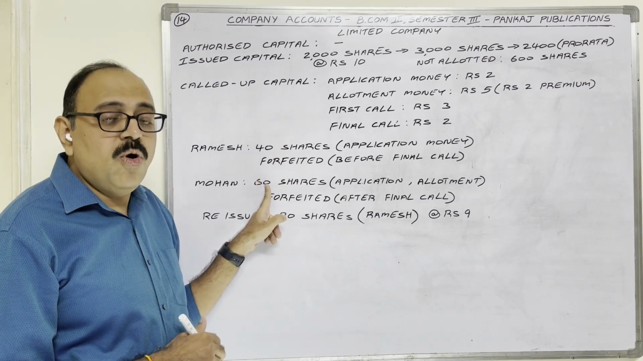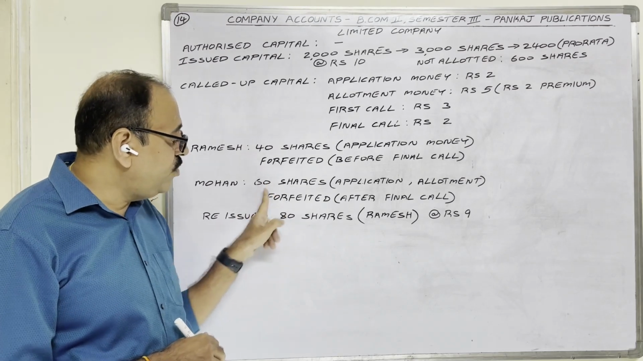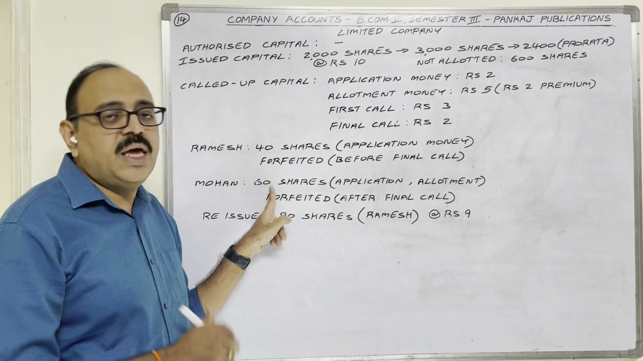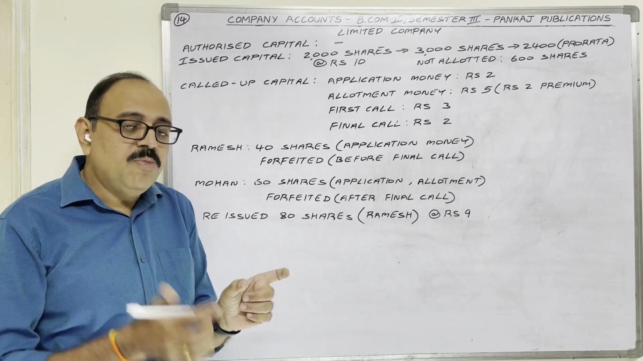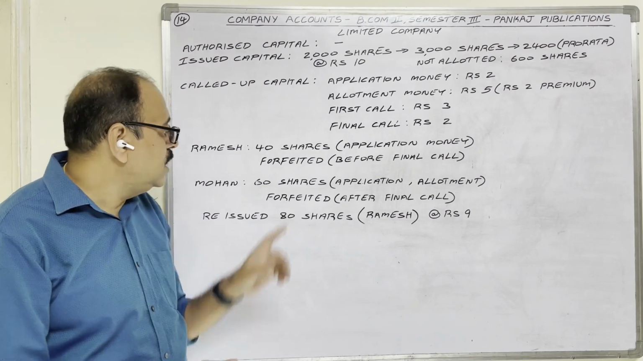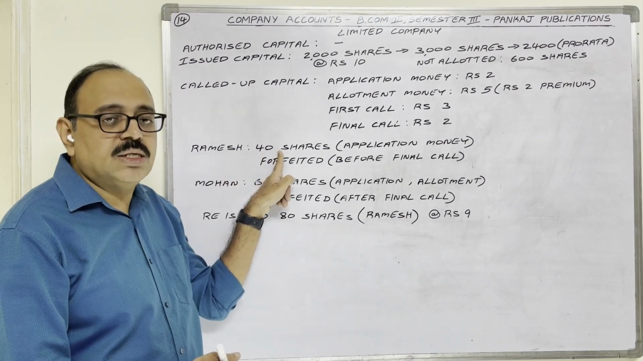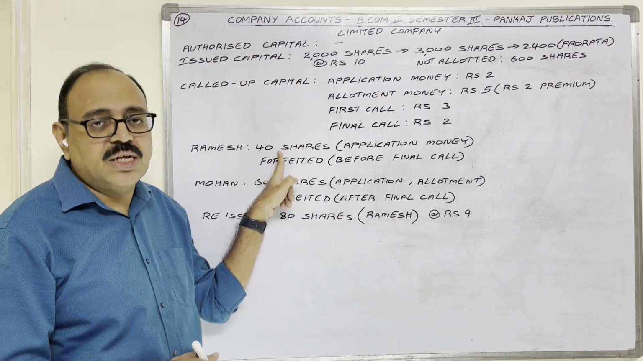On 60 shares, Mohan paid application money and allotment money. Means on these forfeited shares, premium money came. In previous problems, on forfeited shares, premium money used to come. But in this problem, the new point is Ramesh's 40 shares. On these shares, premium money did not come. And the company forfeited these shares.